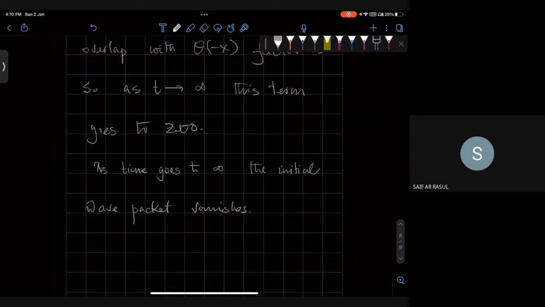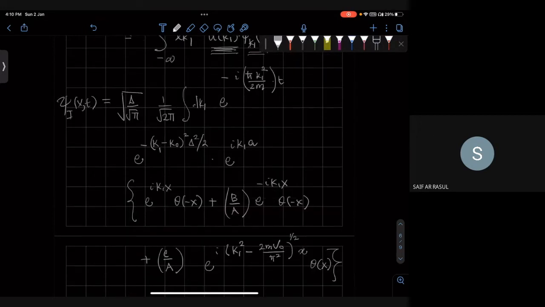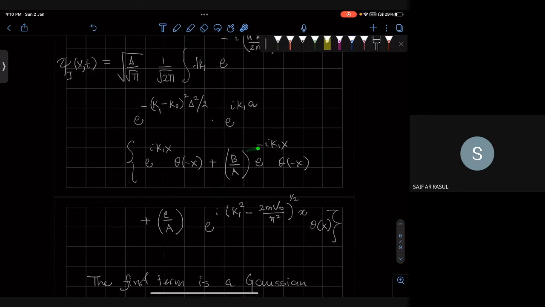Okay, so let's look at the second term. The second term is here. Now, one thing we assume is that our initial wave packet was quite sharply defined in momentum space.